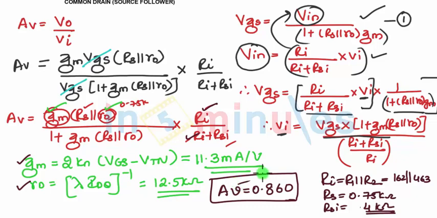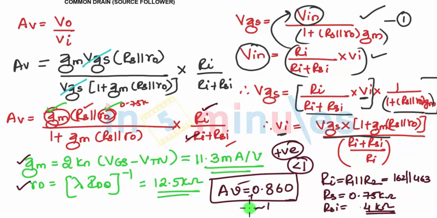0.860. Now what you can say is that the magnitude of the small signal voltage gain is less than 1, right? Also the voltage gain is positive, so there is no phase shift in this case, because the voltage gain has a positive sign. That means the output is in phase with the input. Since the output signal is approximately equal to the input, the circuit is called a source follower, because the gain is approximately equal to 1.